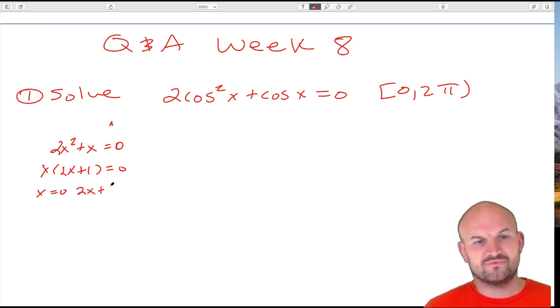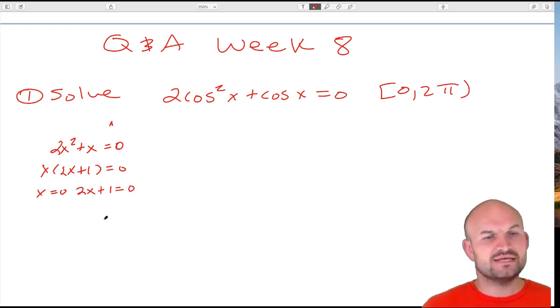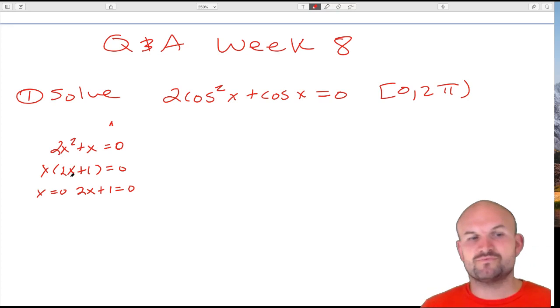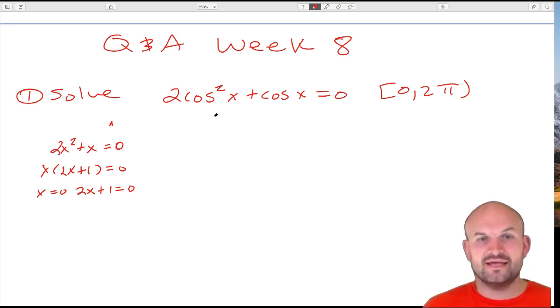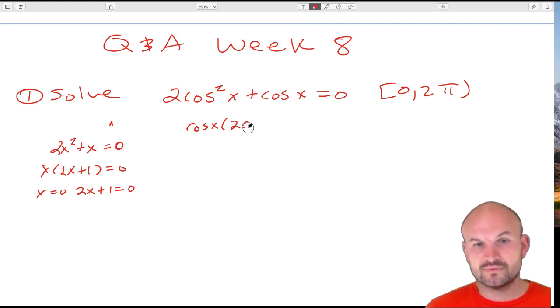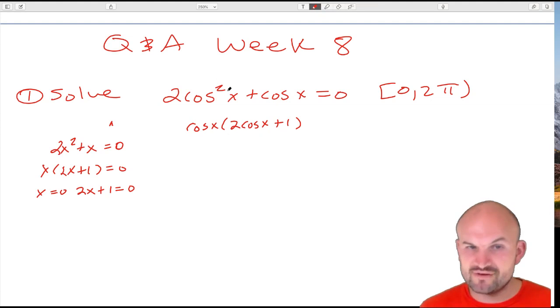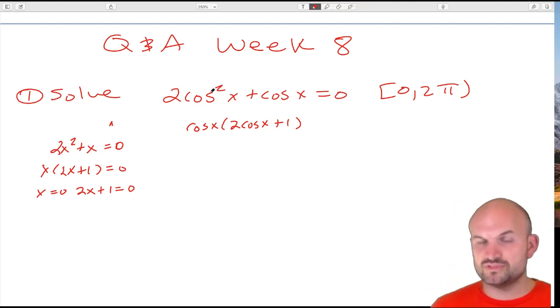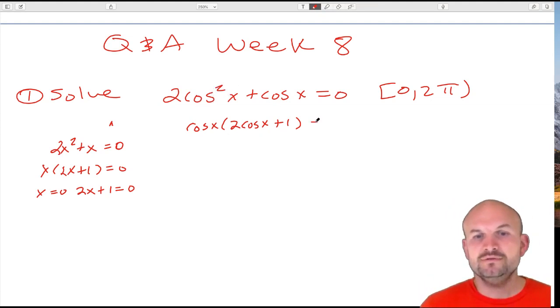Now, obviously, that is with a quadratic equation. We're using cosine, but it's the exact same idea. In this case, we're going to want to factor out a cosine of x. By factoring out a cosine of x, we're going to be left with 2 cosine of x plus 1, because remember, cosine squared of x just means cosine of x times cosine of x.